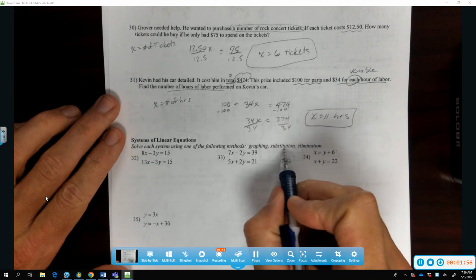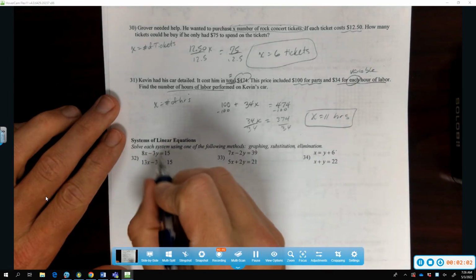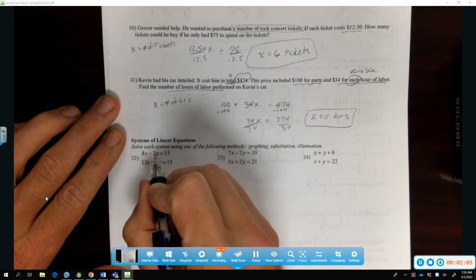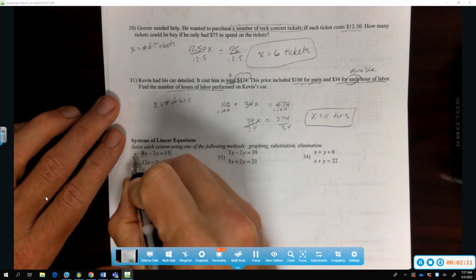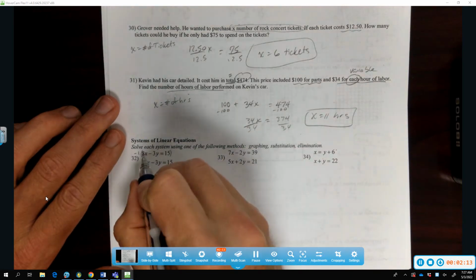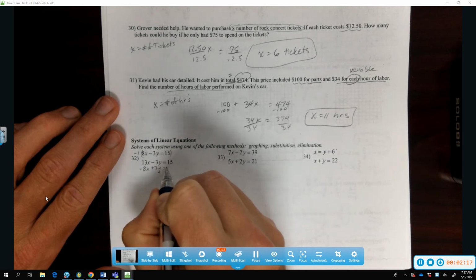All right, looking at number 32 through 34, we're going to solve this system of equations. We know graphing, substitution, and elimination, and we can always plug it in our calculator. Now this is set up to eliminate. I have the same number here, and for my y's, I need a different sign. So I'm going to multiply this one by -1. So it's going to become a -8x, a positive 3y, and a -15.